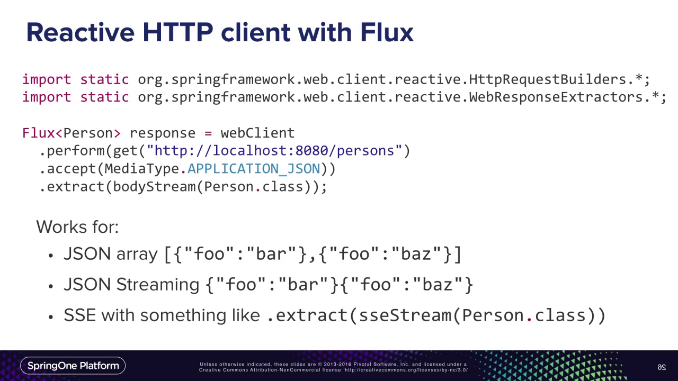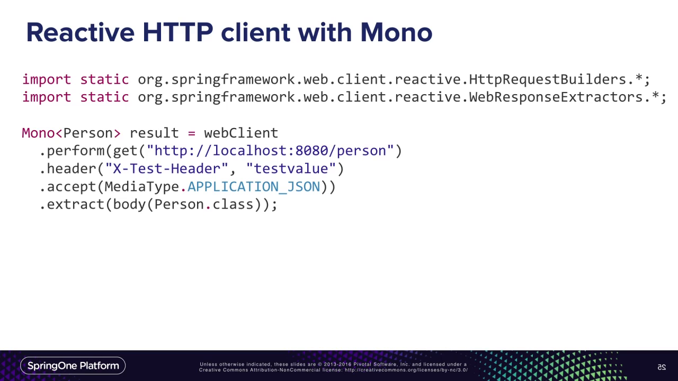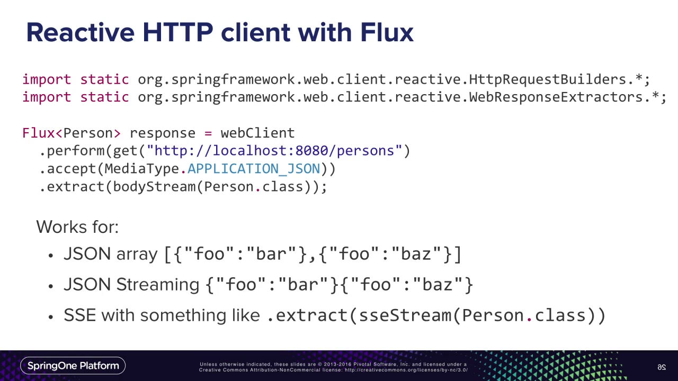If we want to get a Flux, previously I wrote extract body Person class. Here we are extracting with the body stream extractor, and that means that I will receive a Flux. This is intended to parse some JSON array, for example. And that's quite flexible. That works for regular JSON arrays. So if you have regular REST web services, that could be non-reactive, we just parse the JSON array and we put the result in the Flux of Person.